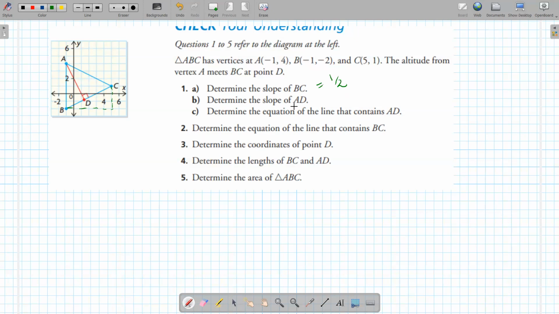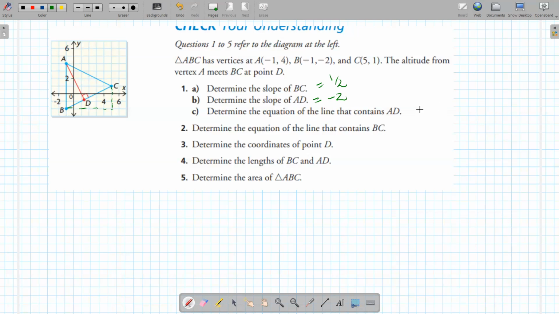If two lines are perpendicular, how are their slopes related? One of the slopes is the negative reciprocal. Okay, so what's the negative reciprocal of 1/2? -2/1, or just -2. Part C, determine the equation of the line that contains AD.